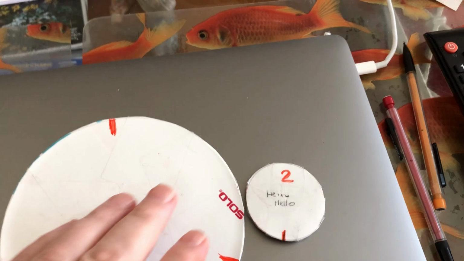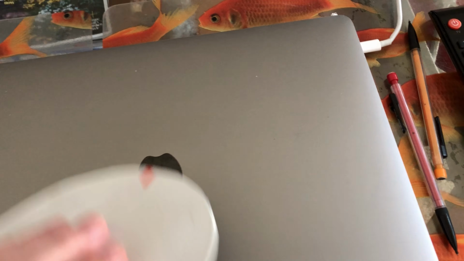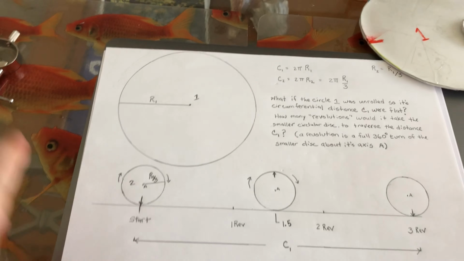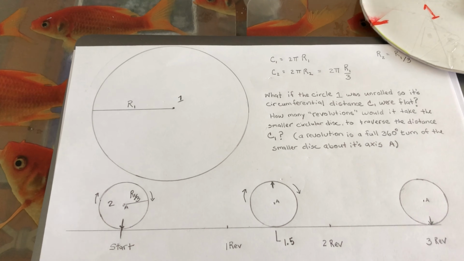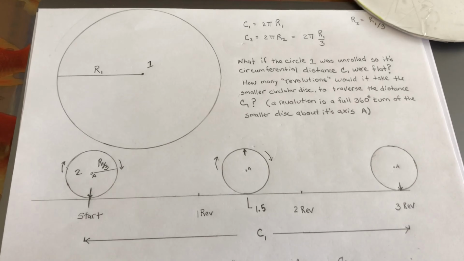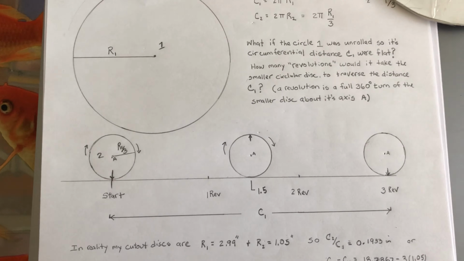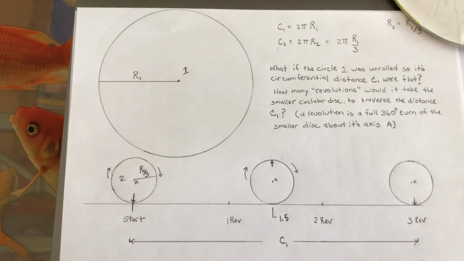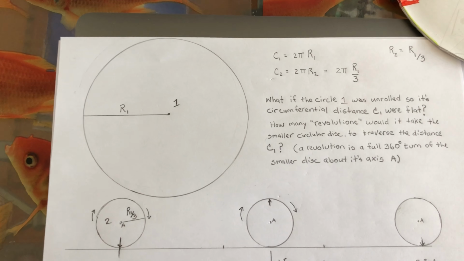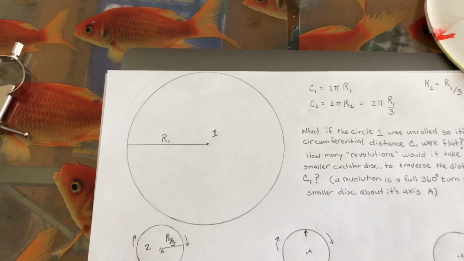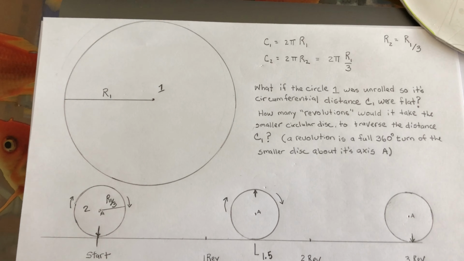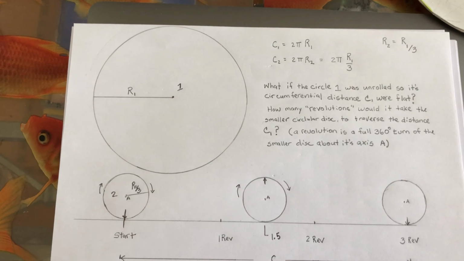And so I did a little quick math, and I looked at the bigger disc, which I have here labeled as 1, and the smaller disc labeled as 2, and I took the ratio of the circumference, because the smaller disc has to travel as it rolls around the outside of the bigger disc. It's traveling around the circumference of the bigger circle.